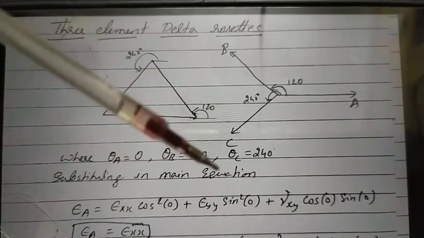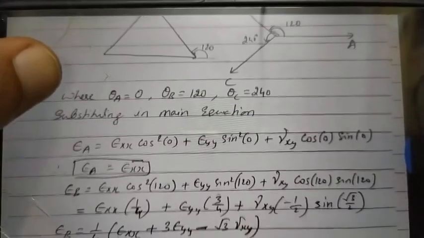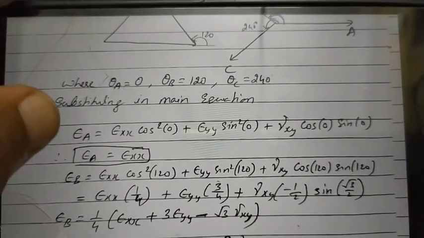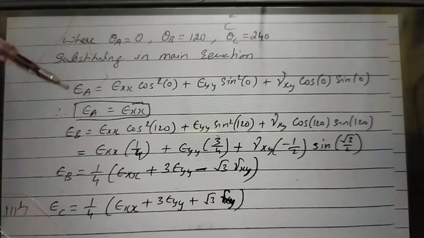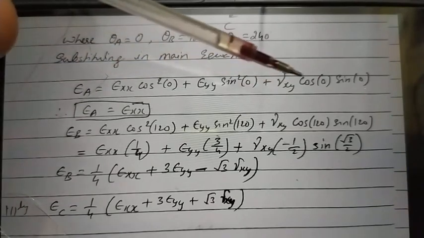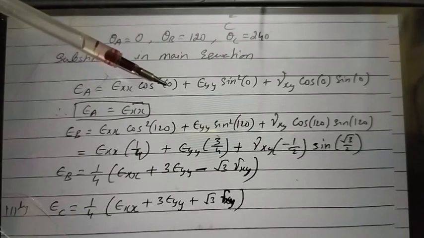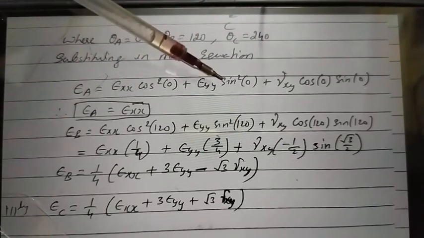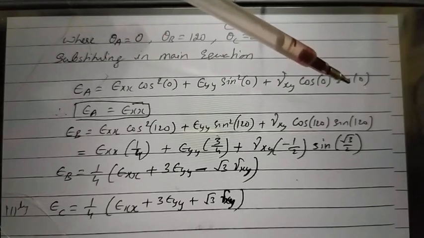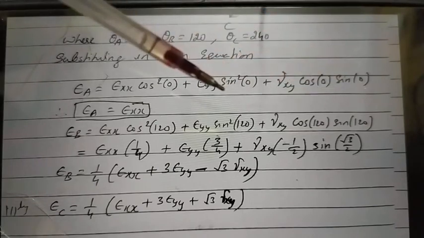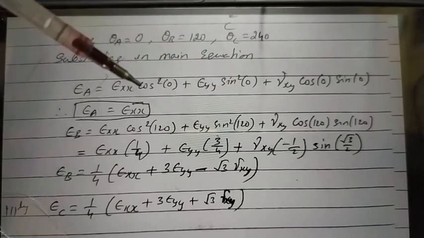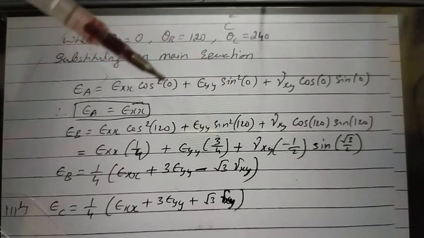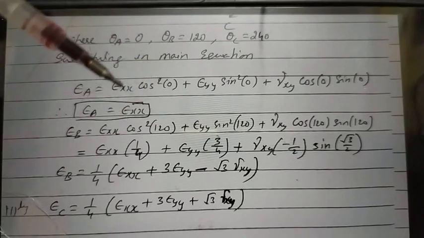So substitute in the basic equations to determine epsilon xx, epsilon yy, and gamma xy. This is the basic equation where theta A is provided for epsilon A. Wherever theta A is there, you are going to substitute 0. After simplifying, sin 0 is equal to 0, in here also sin 0 is equal to 0, so this term is going to be 0, and similarly this is also going to be 0. Only this term where cos 0 is equal to 1 remains. So you are going to get epsilon A is equal to epsilon xx.